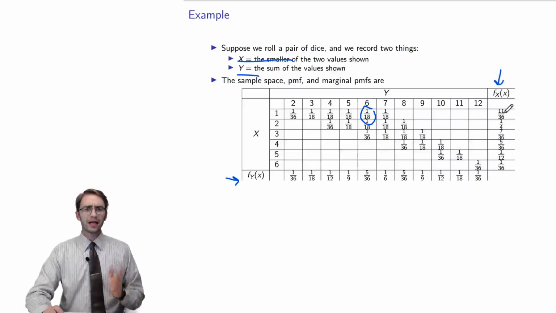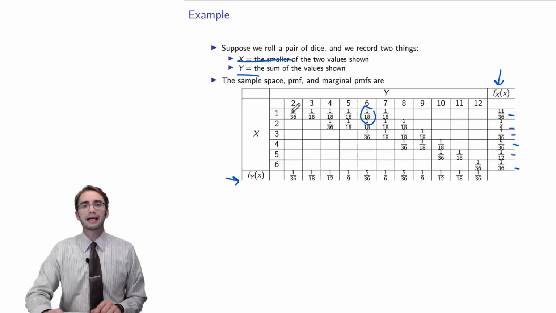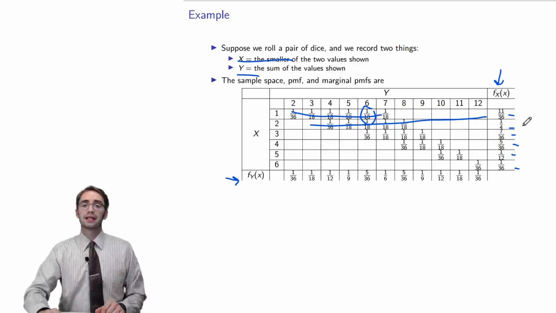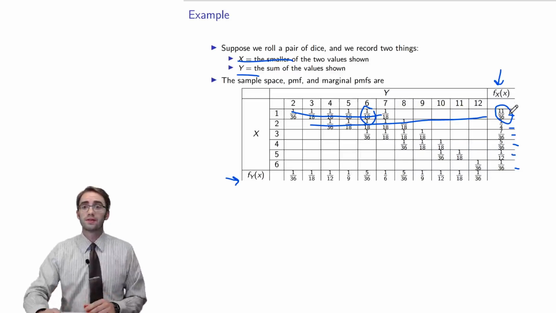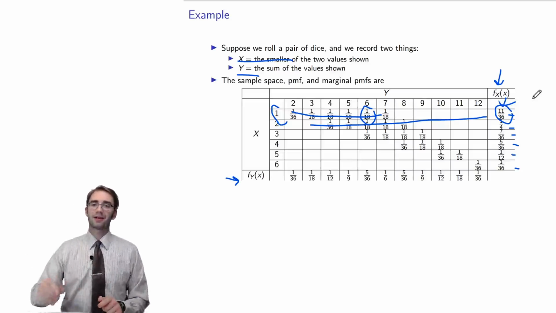So how did I obtain these things? These values here, for example in this column, 11 on 36 and so forth, all came from me simply adding up the entries in these rows and writing those values in there. That's me adding over all the possible values of Y, and these are the probabilities of the various values that X could take. So this number here, 11 on 36, tells me that if I roll two dice and I only care about the smaller of the two values, then the probability that the smaller value is, for example, 1, is 11 on 36. That's me disregarding Y, I'm adding over all the possibilities, and I just care about X.